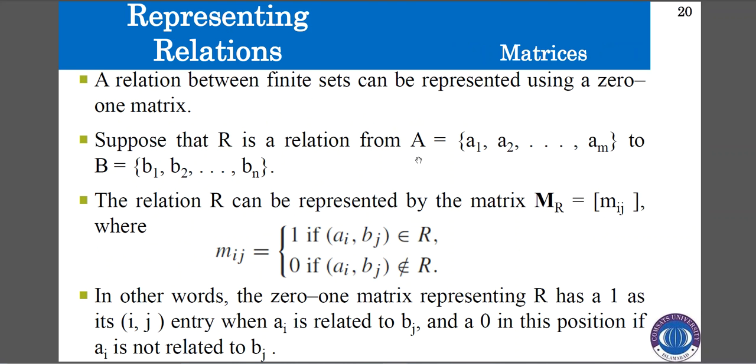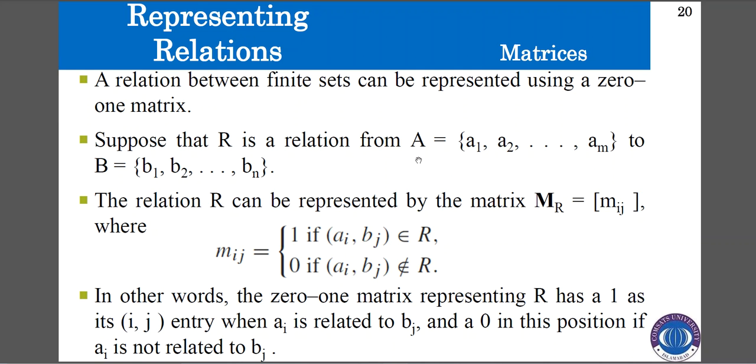Another representation of relations is matrices. A relation between finite sets can be represented using a 0-1 matrix. A 0-1 matrix is a matrix in which all entries are 0 or 1. On this 0-1 matrix, Boolean arithmetic with 0 and 1 is applied.